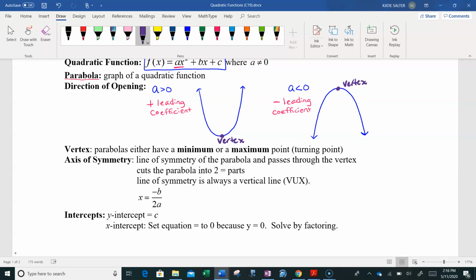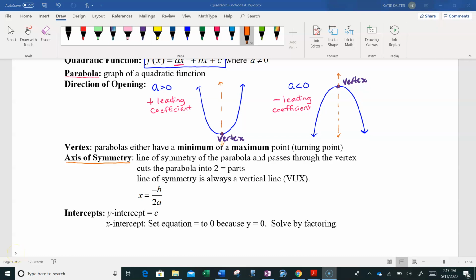Parabolas also have an axis of symmetry. So the axis of symmetry is just this imaginary line that goes directly through the vertex, and the points around it are symmetric on each side. So it's like if you took your parabola and you folded it along this imaginary vertical line, it would come together perfectly on each side. So it cuts the parabola into two equal parts.